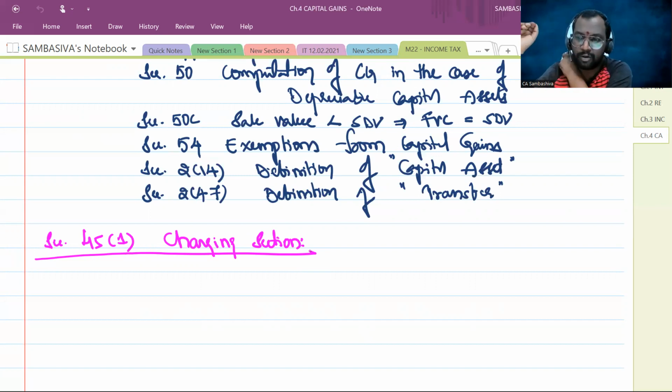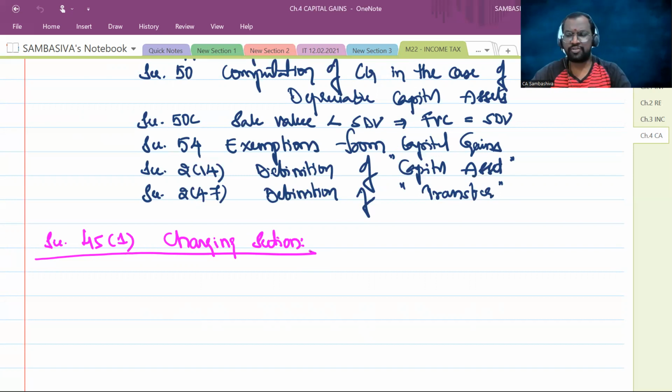Method of accounting applicable to that particular head of income. Clear, sir? Because the charging section deals with what are the different types of incomes taxable under this head of income, and the method of accounting deals with on what basis those incomes are taxable. So what are the incomes taxable? Explained by the charging section. On what basis they are going to be taxable? Explained by the method of accounting. Everyone of you following now?